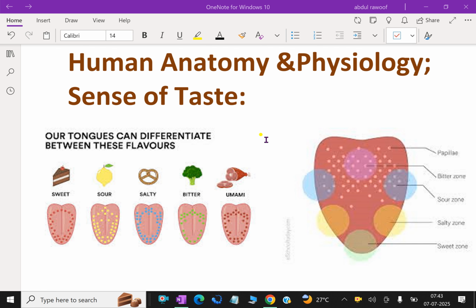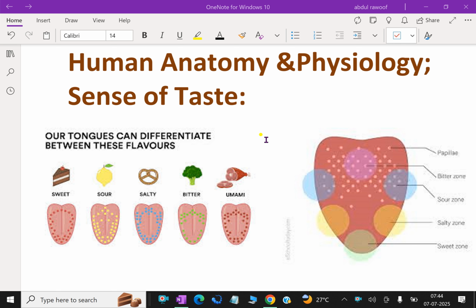In human anatomy and physiology, let us discuss the sense of taste. The sense of taste or gustation is closely linked to the sense of smell and, like smell, also involves stimulation of chemoreceptors by dissolved chemicals.